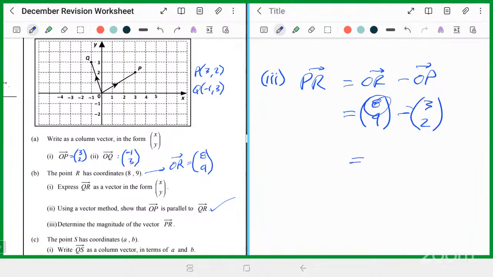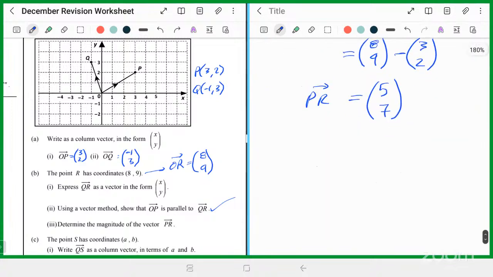Equals 9 minus 3 is 5. Not sorry, 8 minus 3 is 5. 9 minus 2 is 7. That is PR. Therefore, the magnitude or modulus, same thing, or length, they all mean the same thing. Modulus, magnitude, length, size of PR is equal to the square root of this value squared plus that value squared.